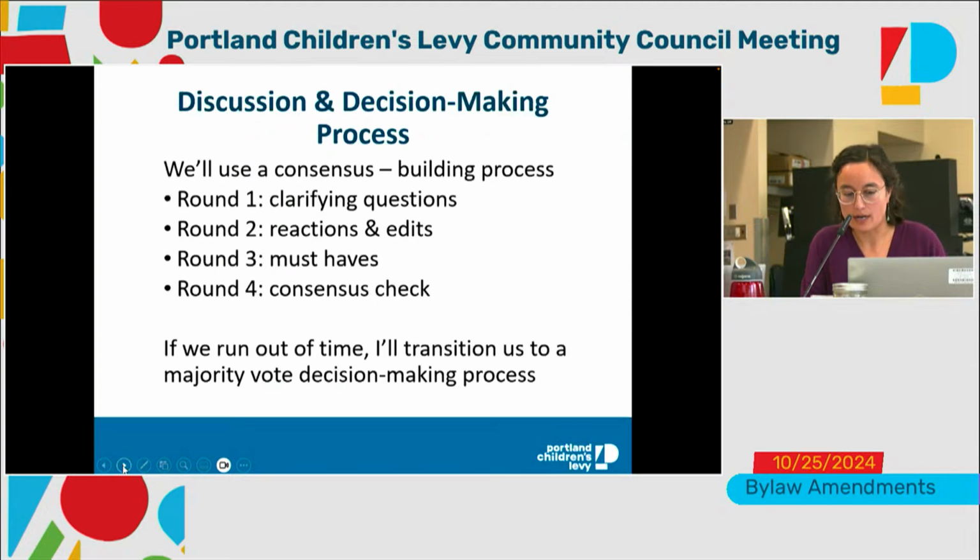For this process, we're going to use the same consensus building process that we used on the funding priorities to make a decision about these amendments. We're going to do a round of clarifying questions, a round of reactions and edits, a round of must-haves, and a consensus check. If we run out of time, I'm going to transition us to a majority vote decision-making process, but I don't anticipate it taking that long. Regardless, we're going to vote after the discussion using Poll Everywhere to mark the vote.